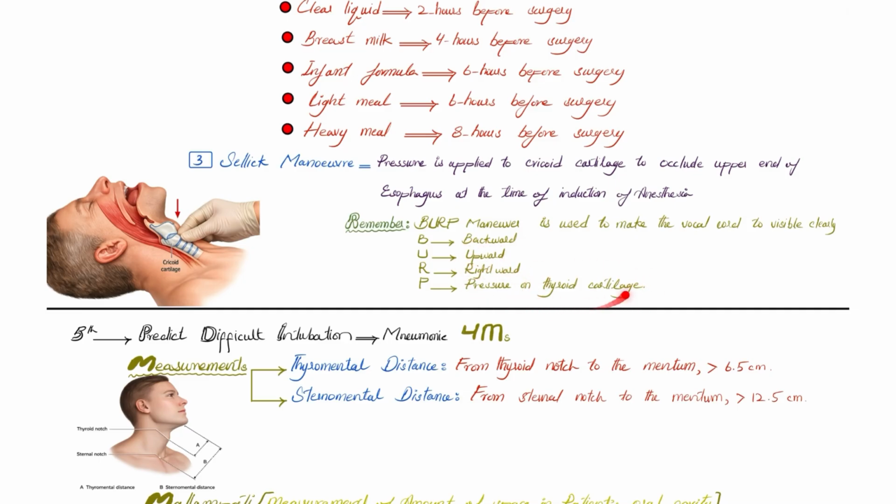This is called the burp maneuver, and that was the Sellick maneuver, to prevent regurgitation of gastric content, so as to prevent Mendelson syndrome or aspiration pneumonia.